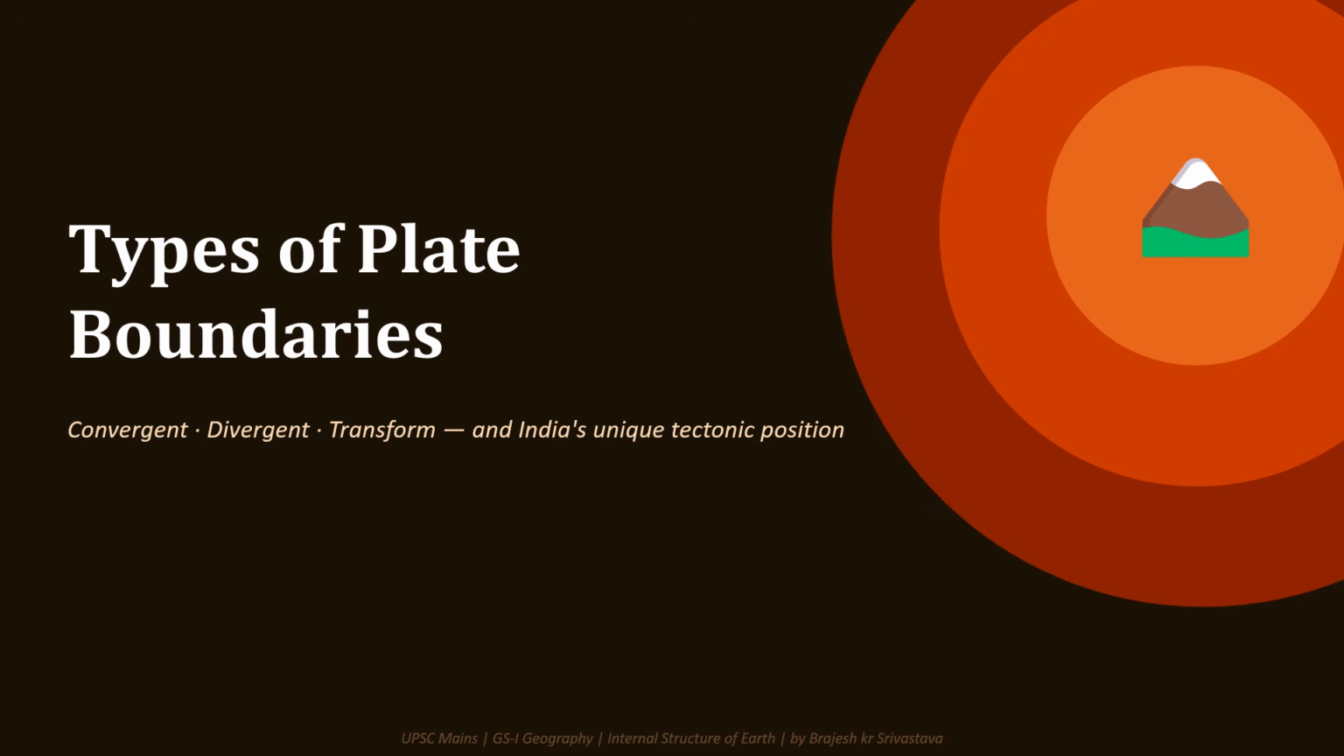Module 4, Types of Plate Boundaries. The Earth's lithosphere is broken into 7 major plates and 8 minor plates. Wherever these plates meet, extraordinary geological events happen: mountains rise, trenches form, volcanoes erupt, earthquakes strike. There are 3 types of plate boundaries, and each creates a completely different set of landforms.